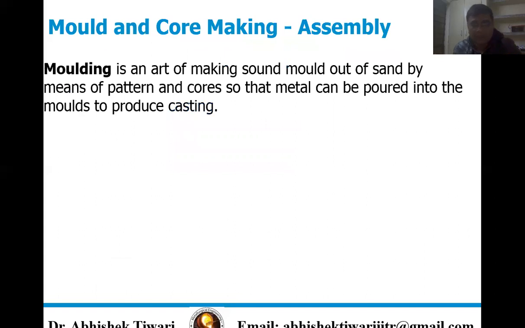So first is mold and core making. Molding is an art of making a sound mold out of sand by means of a pattern and cores so that metal can be poured into molds to produce a casting. To form the mold cavity, the traditional method is to compact the molding sand around the pattern for both cope and drag in a container, the flask.